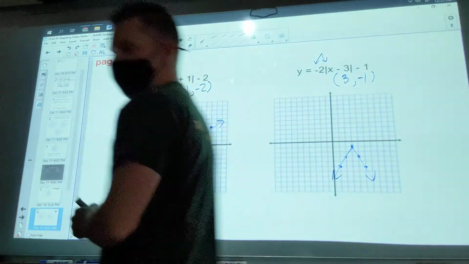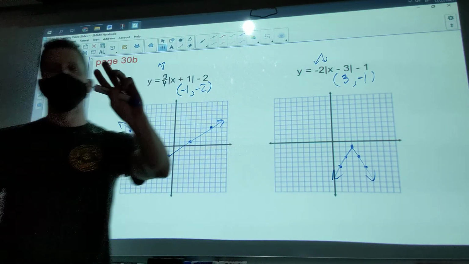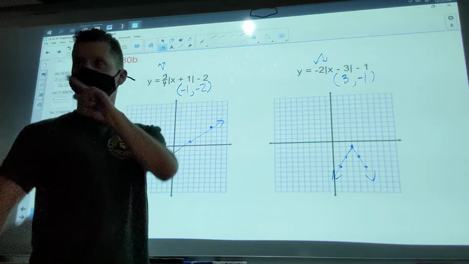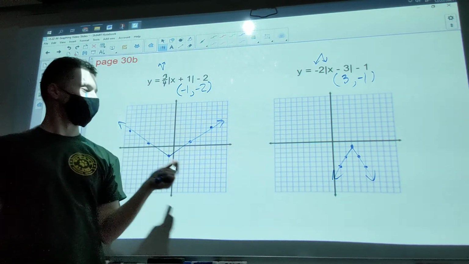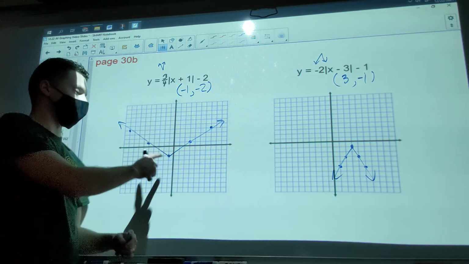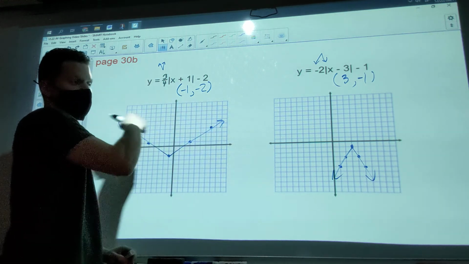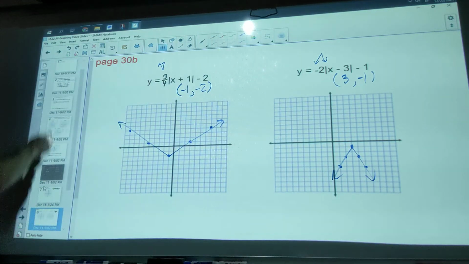I don't have much more to say. I think I have one more slide. Point being, a positive A value means we're rising up. We're going up and over in each direction. A negative A value, we're going down and over in each direction.